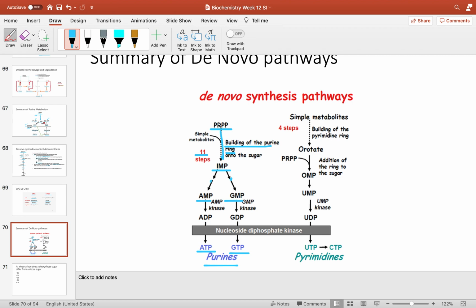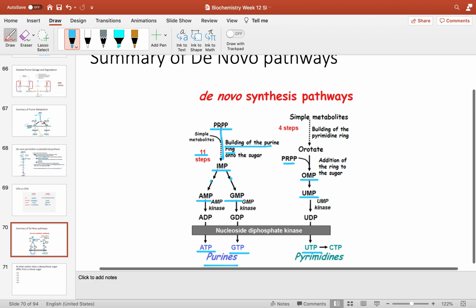Now let's look at pyrimidine. So remember, for pyrimidine, we have CAD as our first three steps, and then we're going to create dihydroorotate, and then orotate. Orotate combines with PRPP to form OMP, and this turns into UMP. Remember, you don't have to know all these steps, but just know that UMP is the first compound formed. And then UMP is phosphorylated twice into UTP.